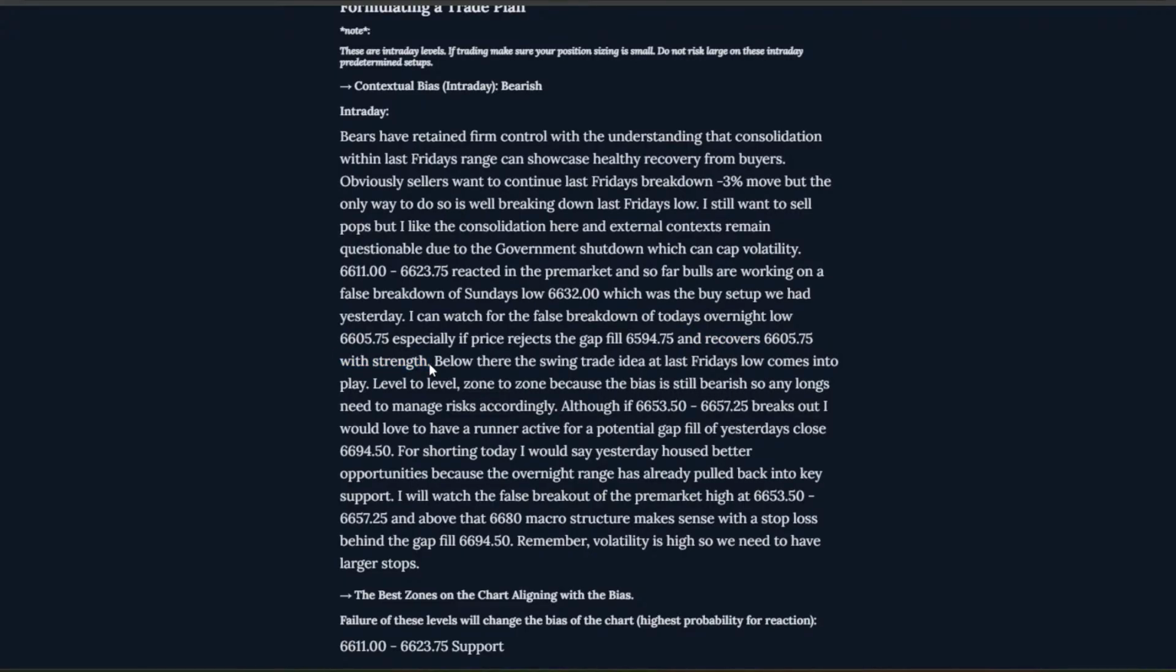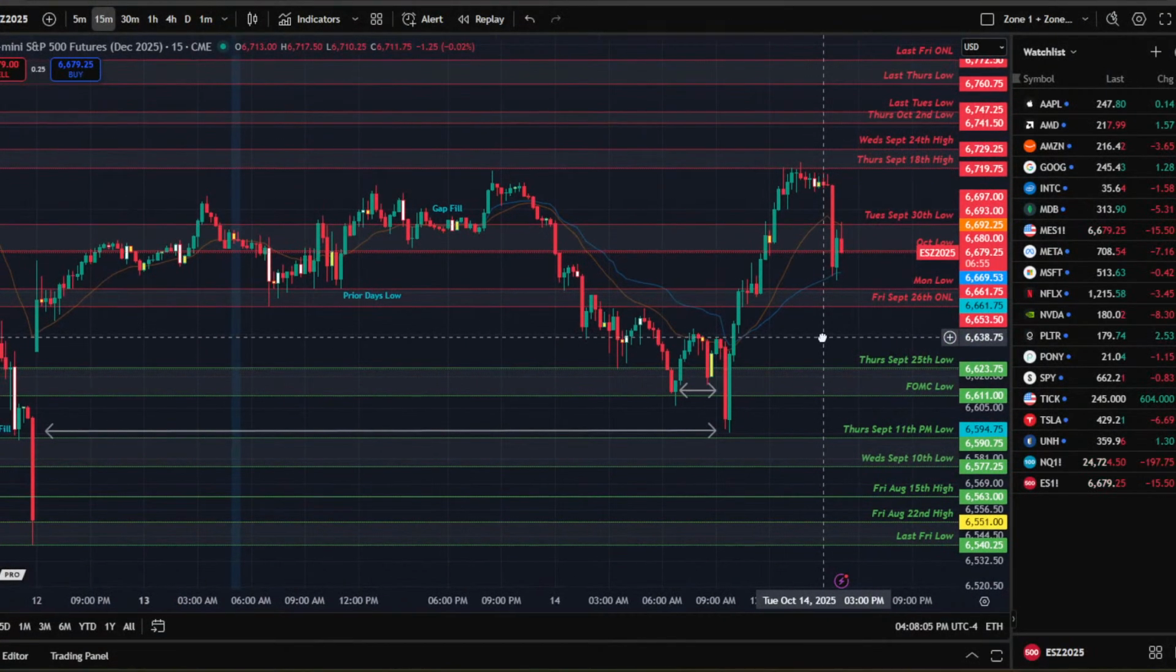We still had to be a little cautious when it comes to managing our risk because the overall bias is still bearish. But if we got this setup, a reaction at the gap fill and a recovery of 66.05, if we got this false breakdown setup, I don't think anybody should have been scared to long the markets, right? Below there, the swing trade idea at last Friday's low comes into play, and obviously last Friday's low has not come into play as of yet. Let's go to the chart now and talk about execution.